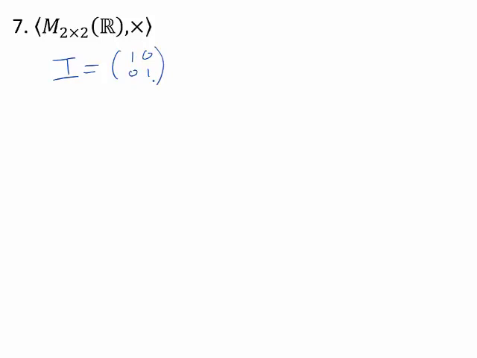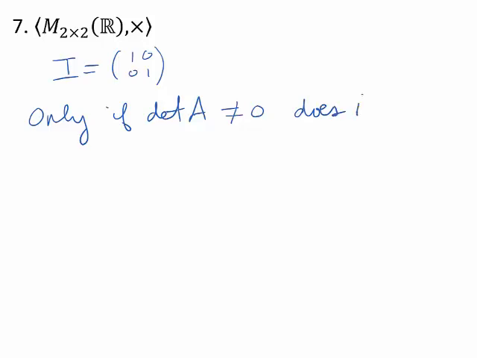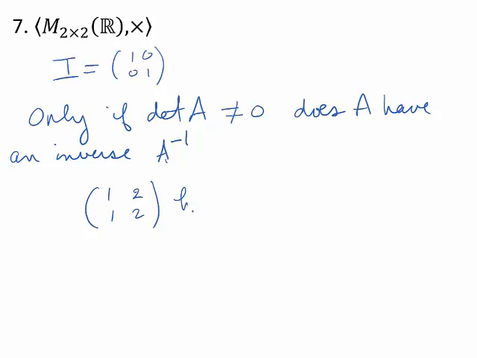But now not all 2 by 2 matrices have inverses. Only if the determinant of A is not equal to 0 does A have an inverse, and we denote that inverse as A inverse. For example, a matrix like 1, 1, 2, 2 has no inverse.